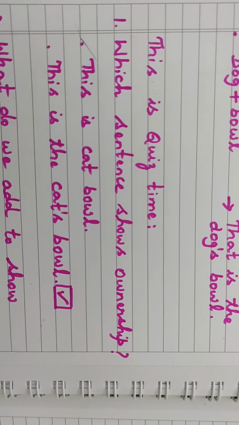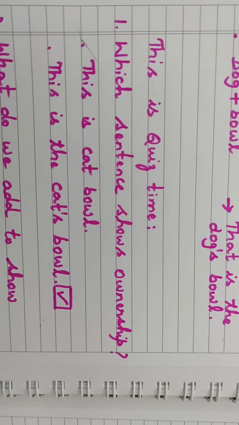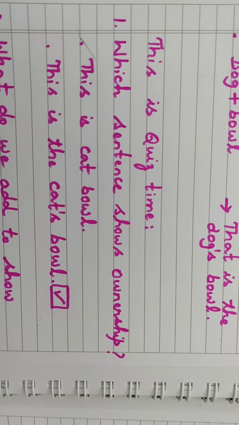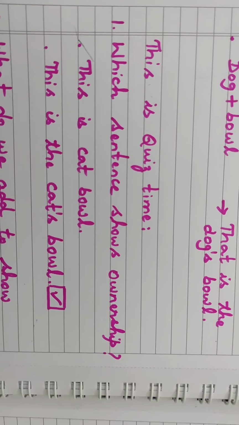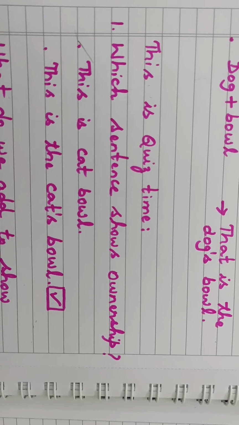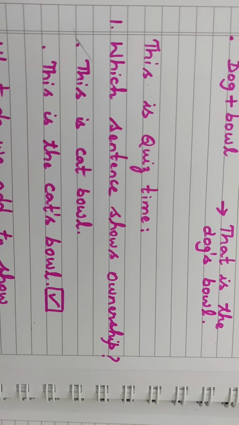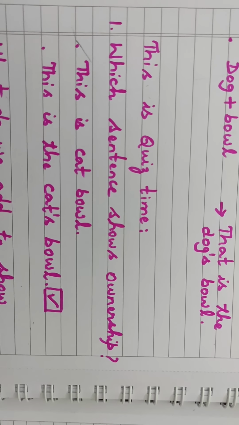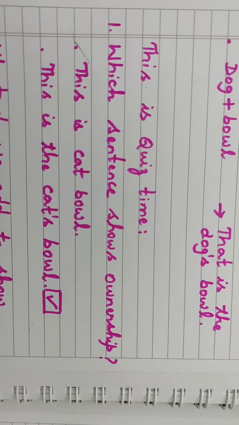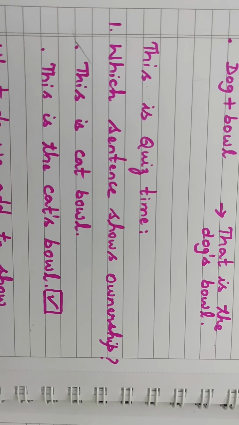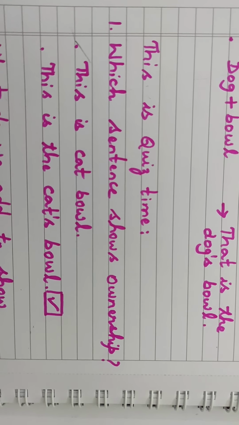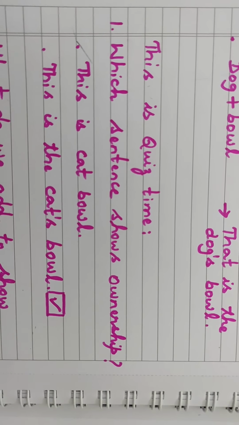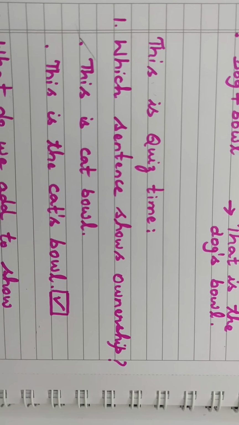In this sentence, it shows the bowl belongs to the cat because you have used cat apostrophe S. So, this is cat bowl doesn't make sense. This is the cat's bowl. You have to use apostrophe S. So the bowl belongs to the cat. This is called the possessive noun.